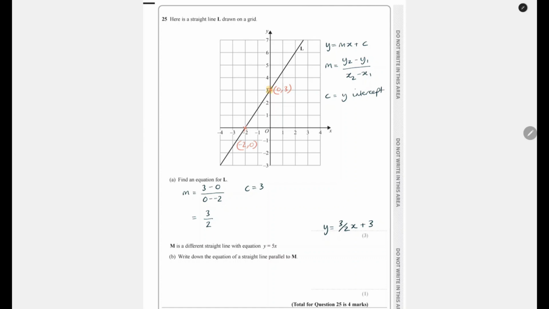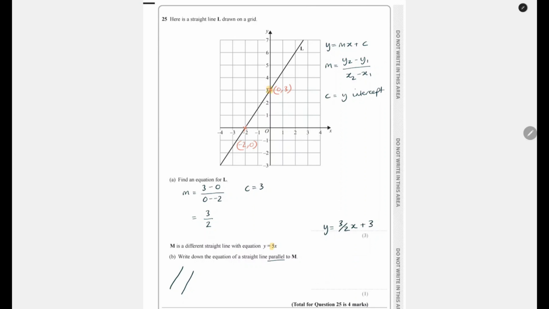Part B says M is a different straight line with the equation y equals 5x. Write down the equation of a straight line parallel to M. So the key word here is parallel. When two lines are parallel, we say that they have the same gradient. Now, looking at the equation, we can see that the gradient is 5. So all we need to do is write the equation of any line that has the gradient 5.